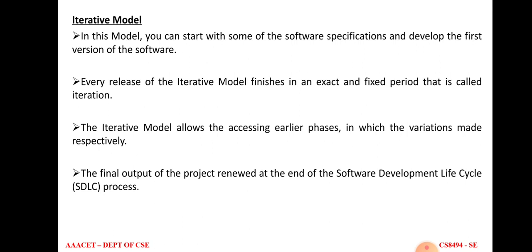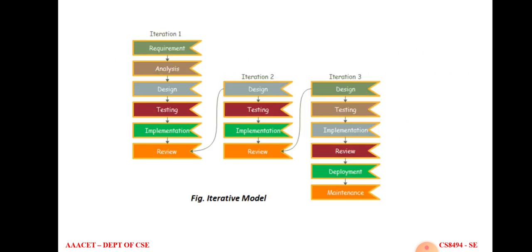Every release of this model finishes in an exact period of time, that is called an iteration. If the customer sets the time as 2 months, then by using the iterative model, the product should be delivered within a period of 2 months, that is the iteration. And also it allows accessing earlier phases in which the variations are made respectively. So this is the diagrammatic representation of the iterative model.